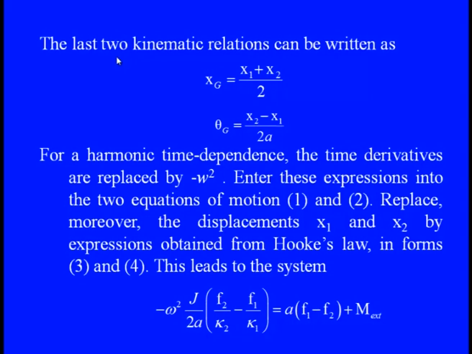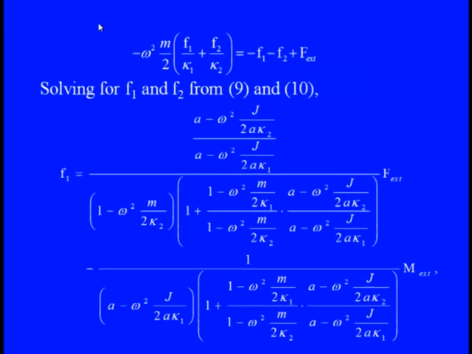And when the force balance conditions are like that, we can say with these particular equations we can get minus m by 2 omega square into f1 k by f plus f1 by k1 plus f2 by k2 equals minus f into minus f1 minus f2 plus f excitation. This is, you see here, the moment and the force balance conditions.